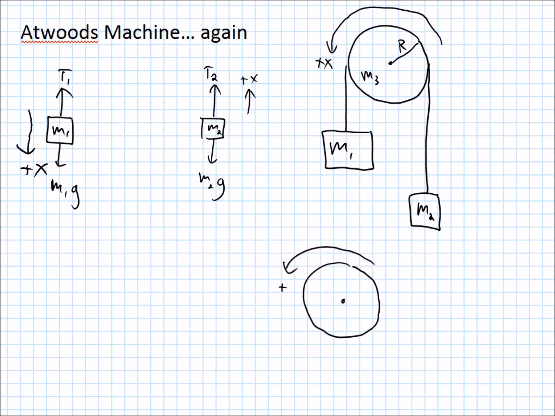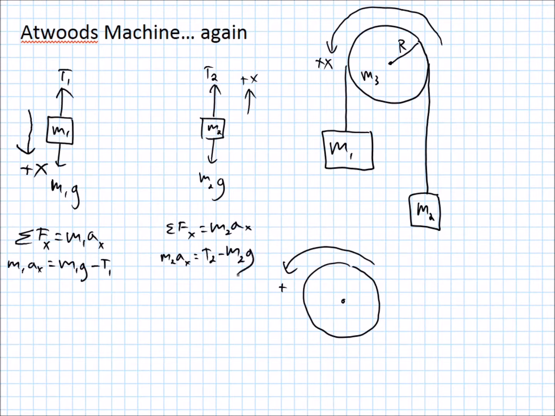Move this over here. For M1, we have the sum of the forces in the x direction is equal to M1 times acceleration in the x direction, and that will be equal to M1g minus T1. Over here for M2, we have the sum of the forces in the x direction equals M2 times acceleration in the x direction, and that will equal T2 minus M2g. If we observe the coordinate system, we can figure out what's plus and what's minus there.